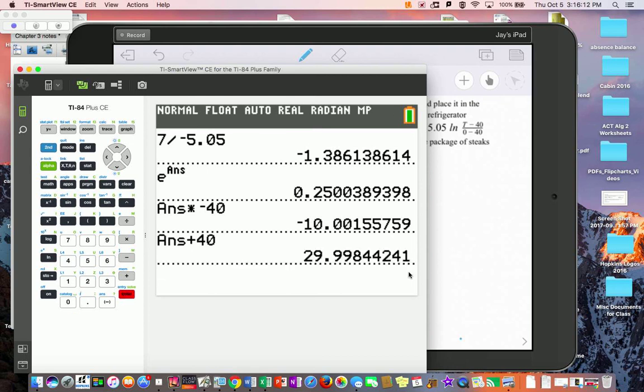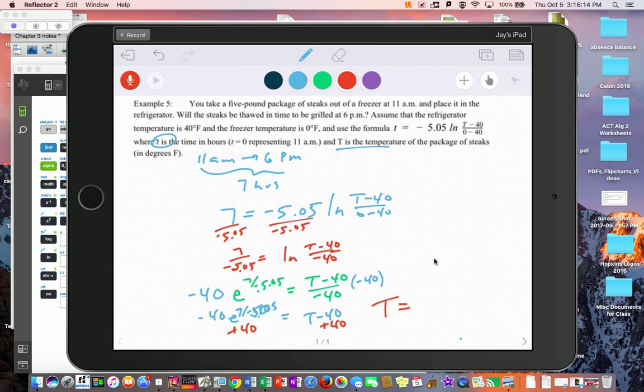And so we're getting 29.998, which is 30 degrees. So freezing is at 32, so that technically is showing a frozen temperature, but throw them on the grill anyway.